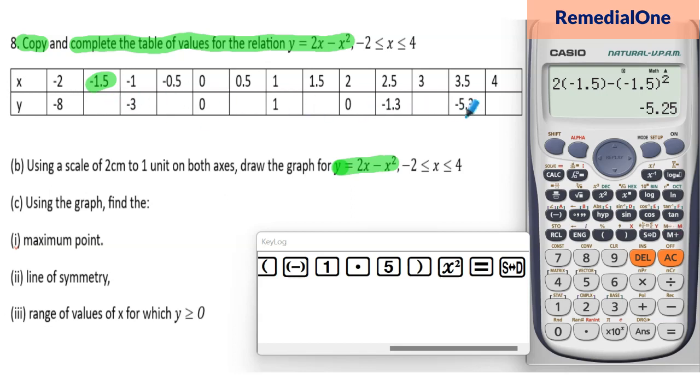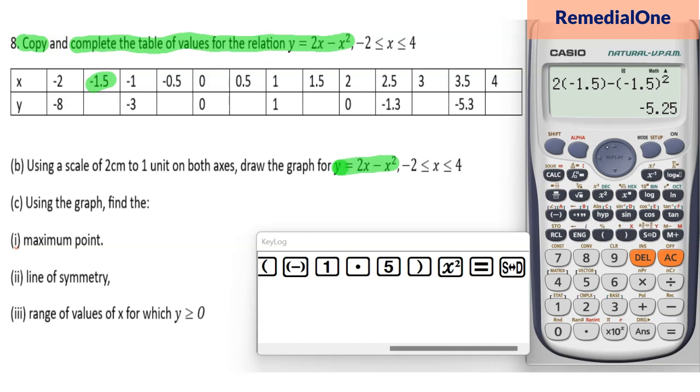But look at what they did. They left their answer in one decimal place. So that means we have to leave our answer in one decimal place, which is going to stop at 2. We look behind, it's 5, so we add 1 to it. So it's going to be negative 5.3 that we are going to write over here. So let's go ahead and do all the calculation, and then after that we come finish it.